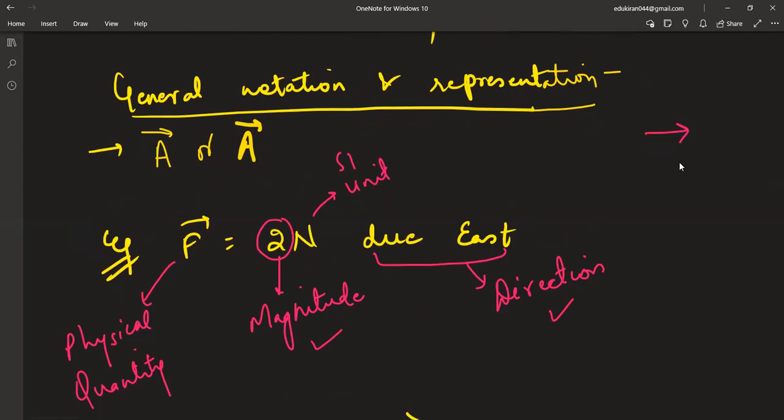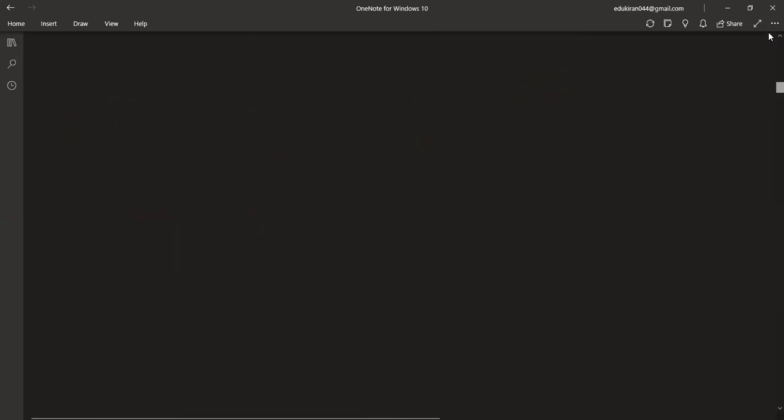Some textbooks do what? Suppose force is written. Instead of putting the arrow, they just make the text bold. Sometimes you can witness this in your textbook, but what you have to use is an arrow. Write the symbol, put an arrow, this will represent a vector. Like if I just write v, this becomes speed. As soon as I put an arrow, this becomes velocity, a vector quantity. Let me tell you this.